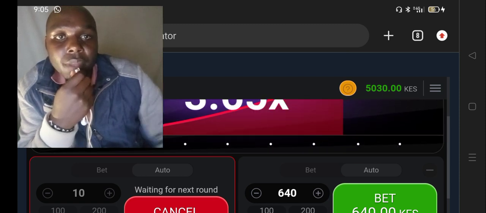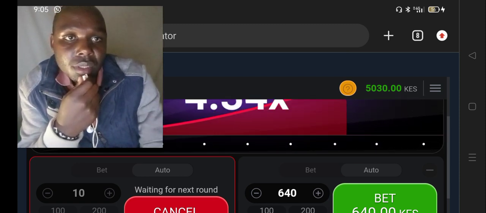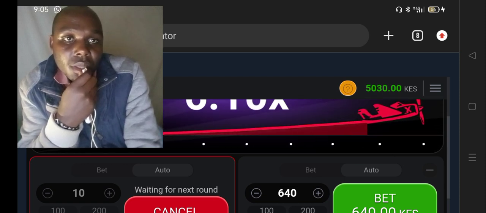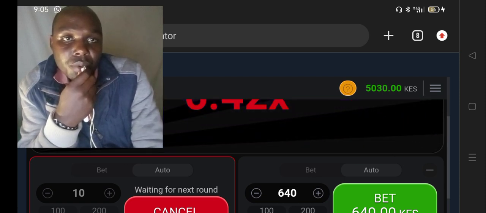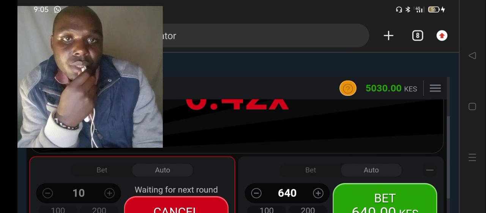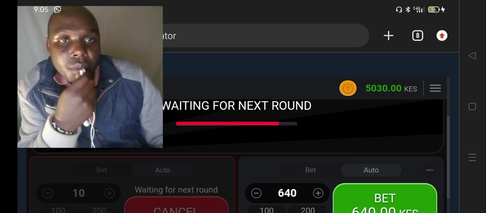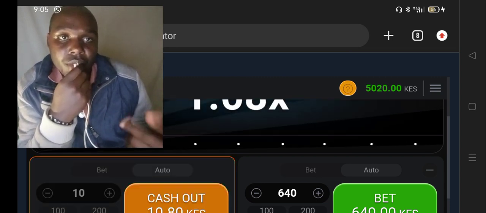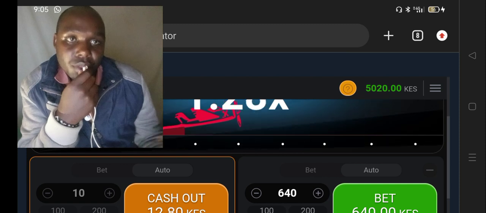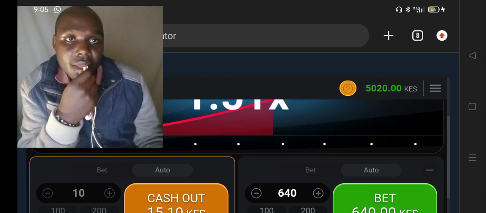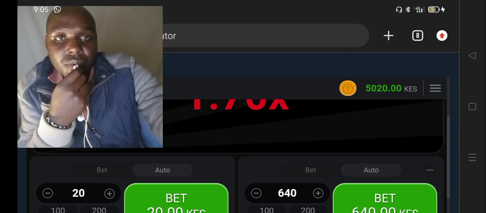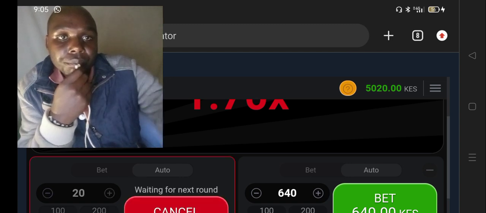Another thing I wanted to mention is that you need to really make sure that when you are changing your stake, you use the plus and minus sign. Don't input manually. There is an option of inputting manually, but it will make your phone hang. In that process of hanging, you will miss a round, or you will definitely lose your money.